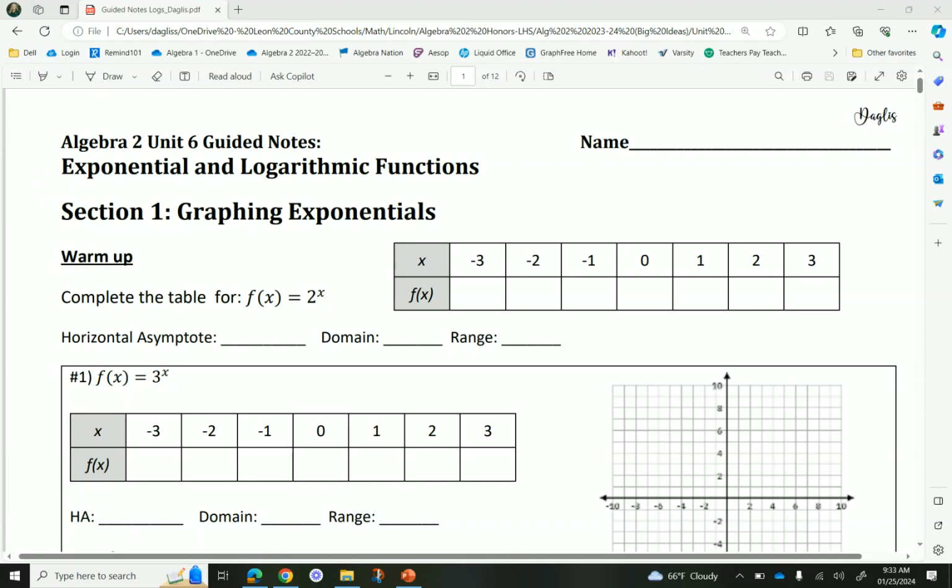All right, you filled in your table. We're doing 2 to the power of x. So what did you fill in for negative 3? 0.125, which is the same thing as 1 over 8. Good. How about negative 2?